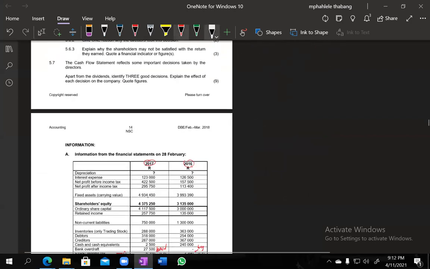You'll see me coming to this part, the income statement. Where is the income tax of our financial year? Remember, we are doing things for 2017. We don't have the income tax in this case. They did not give us the income tax, but we know that the income tax is the difference between profit before income tax and profit after income tax. So if you subtract these two, 422,500 minus 295,750, you will find the income tax. The difference between these two.